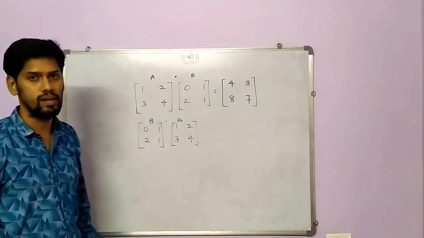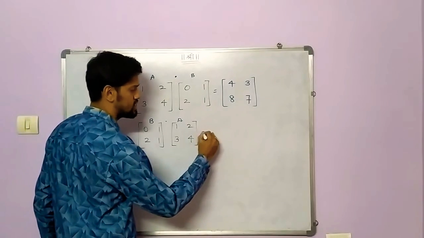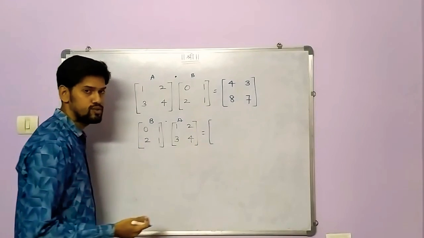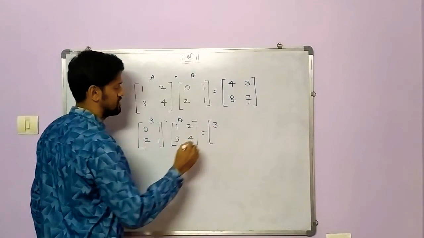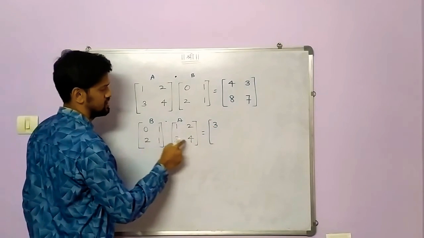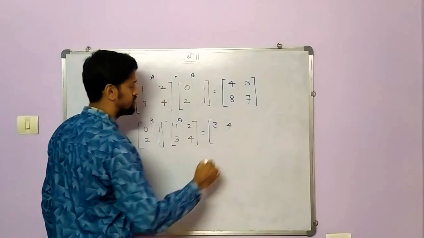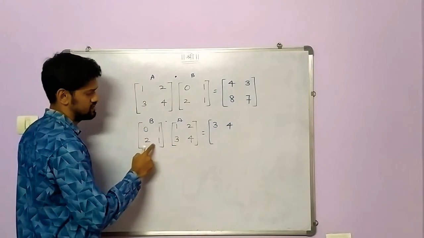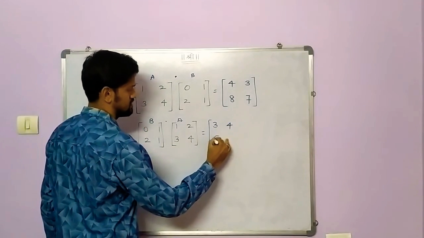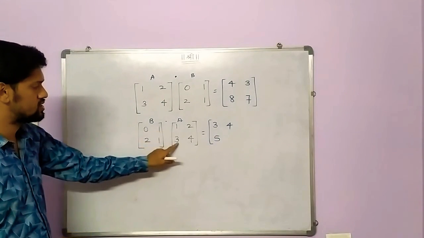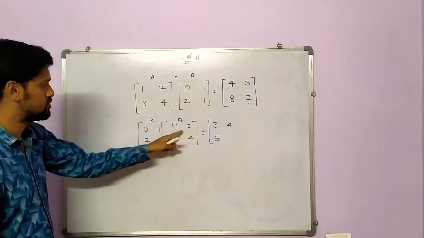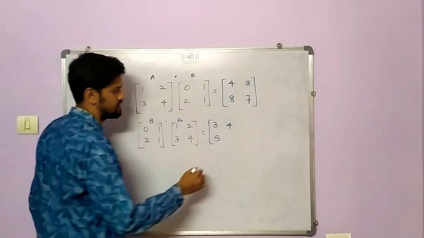Now I will multiply B into A. You can simultaneously continue to do so. This will be 3. This is 4. This is 5, because it is 2 into 1, 1 into 3, and then finally 2 into 2 plus 1 into 4.